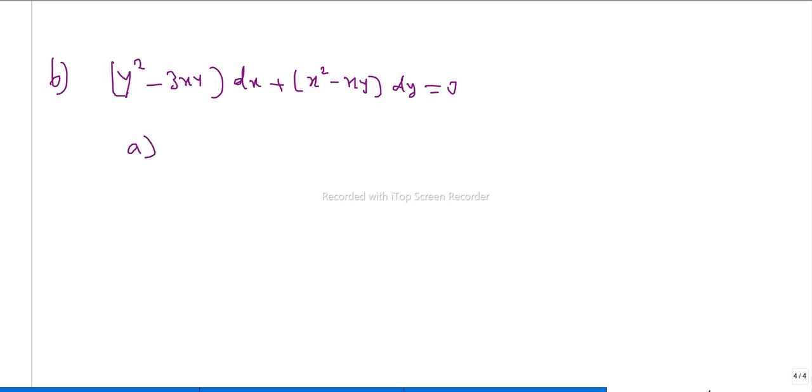Suppose we have an equation (y square minus 3xy) dx plus (x square minus xy) dy equal to 0. One of the integrating factors of the differential equation is: first option, 1 by x square y square; second option, 1 by x square y; third option, 1 by x y square; the last option, 1 by xy.